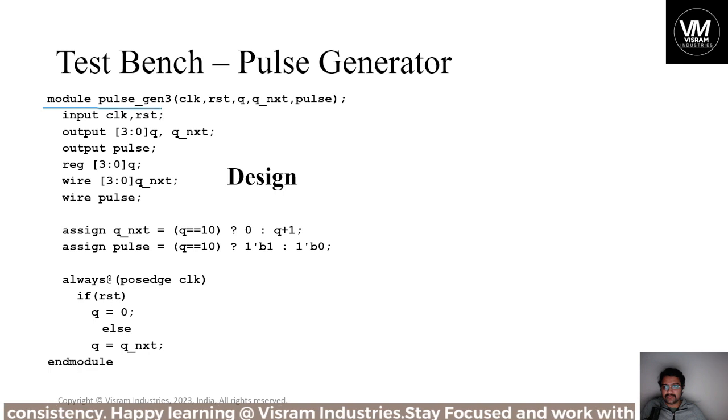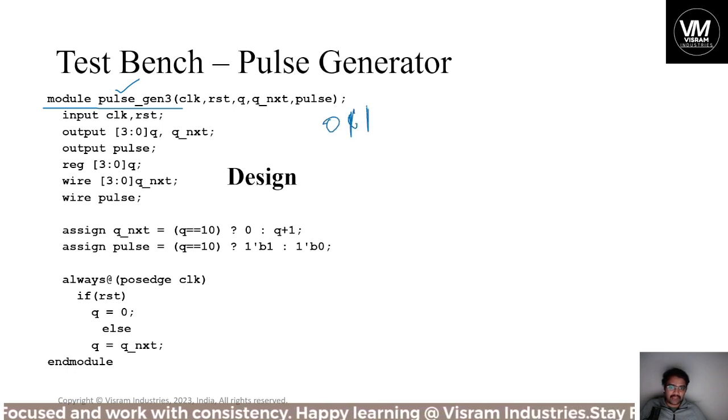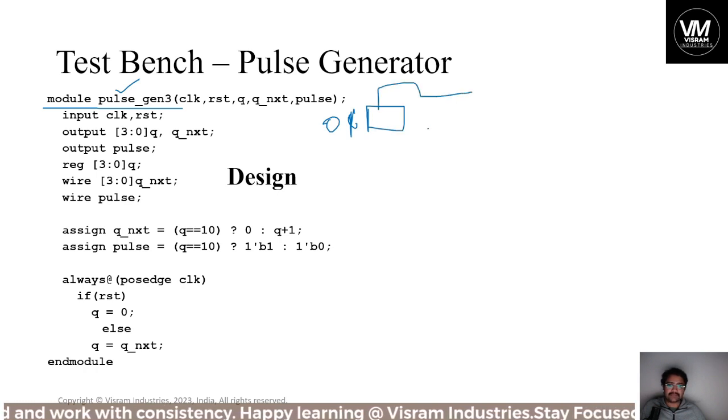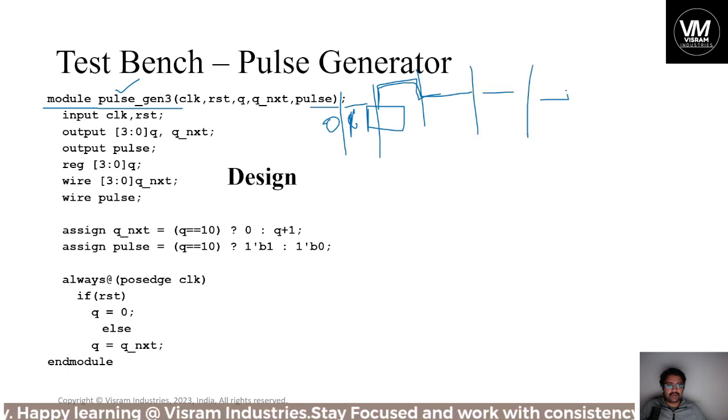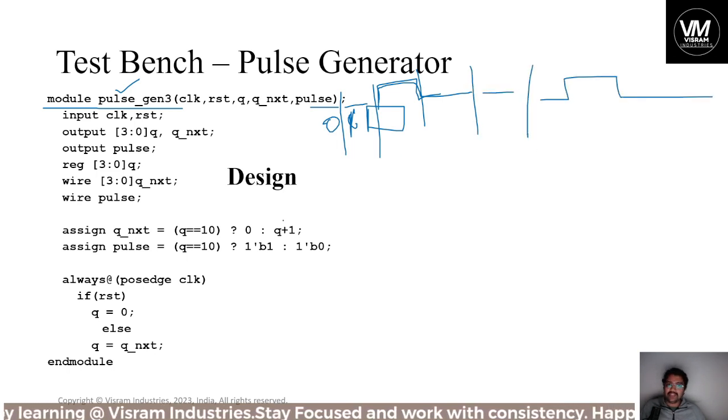So this module, you can see pulse underscore generator. I have named it pulse underscore gen 3. It is a modulus 3 pulse generator with the clock and reset. I mean, for every 2 bits of data, for the third bit, the pulse will be generated. Pulse will be generated, and again it will be 0. Pulse will be generated. So you will see it in the waveform.